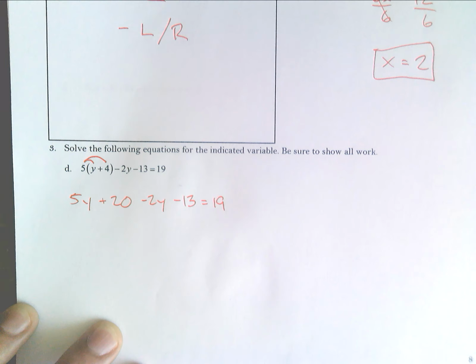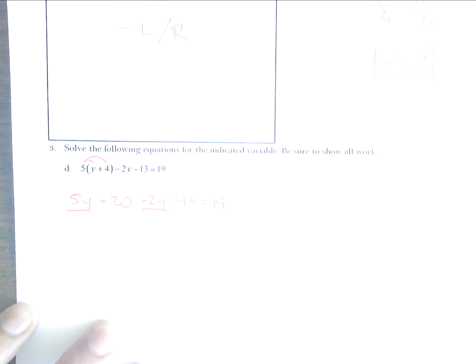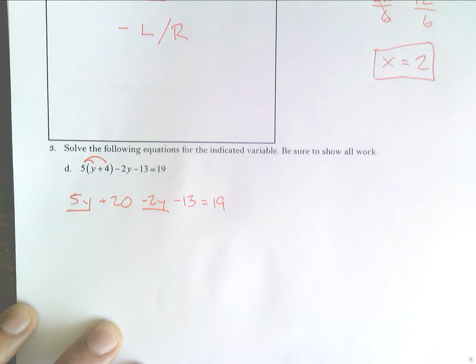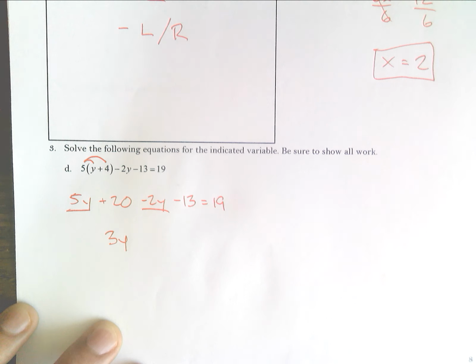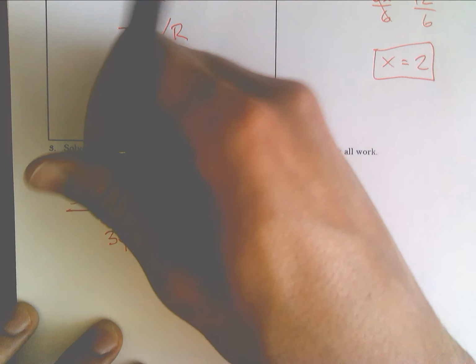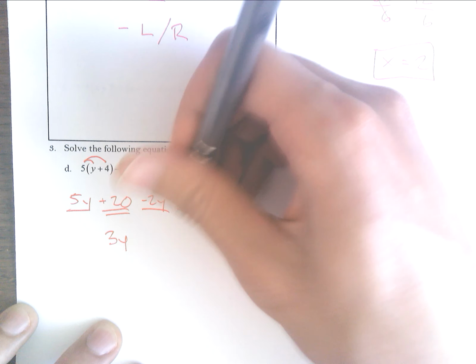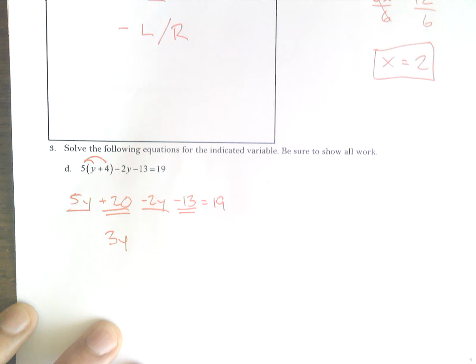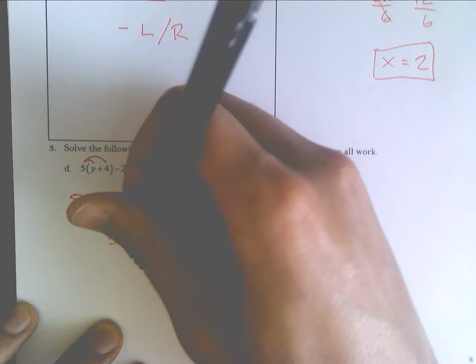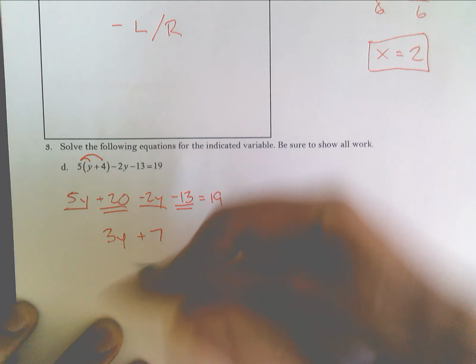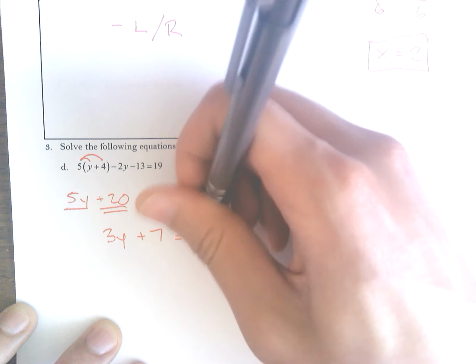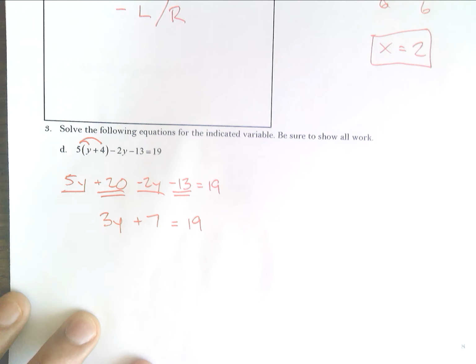Now we want to look at combining like terms. I've got 5y and minus 2y. So 5 minus 2 gives us 3y. And then we've got a plus 20 and a minus 13. Well, 20 minus 13 is 7. So we're going to say plus 7. And then on the right-hand side, we just have 19. So equals 19. All right, now we solve as usual. So the plus 7, we get rid of that by subtracting 7.